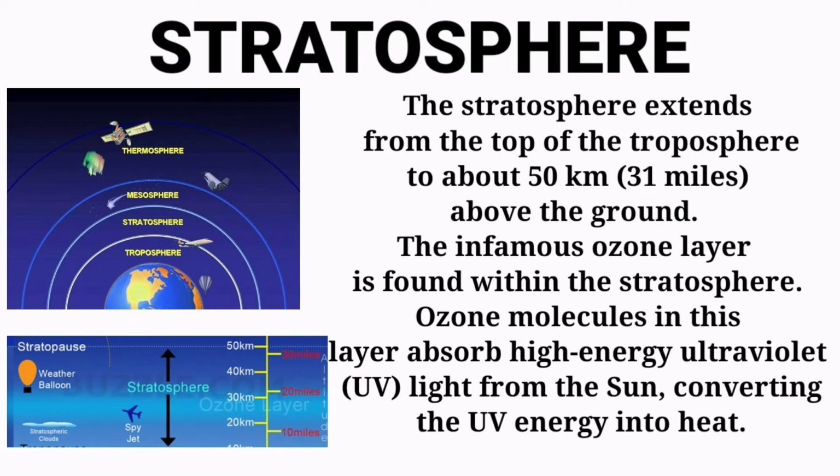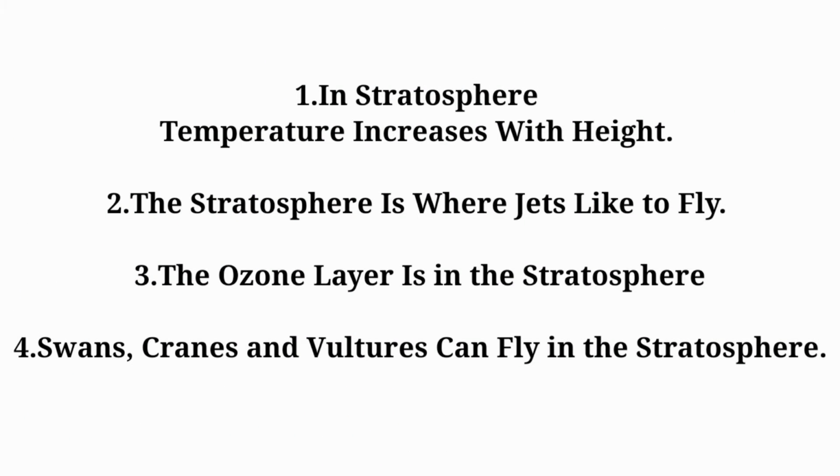The infamous ozone layer is found within the stratosphere. Ozone molecules in this layer absorb high-energy ultraviolet light from the sun, converting the ultraviolet energy into heat. In the stratosphere, temperature increases with height. The stratosphere is where jets like to fly.